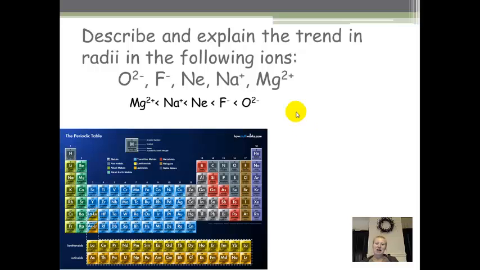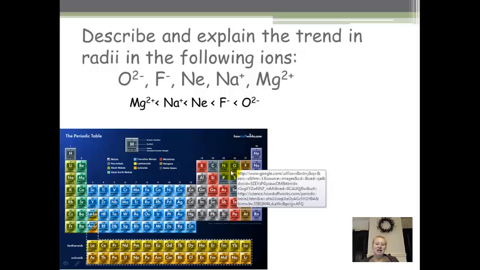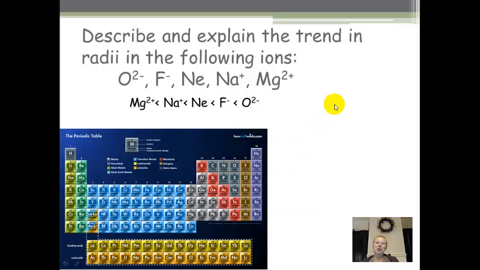So we can see that magnesium is going to be the smallest because it has the most protons pulling on those 10 electrons, followed by sodium, followed by neon, followed by fluorine, followed by oxygen, because oxide only has 8 protons, trying to pull in all 10 of those electrons.